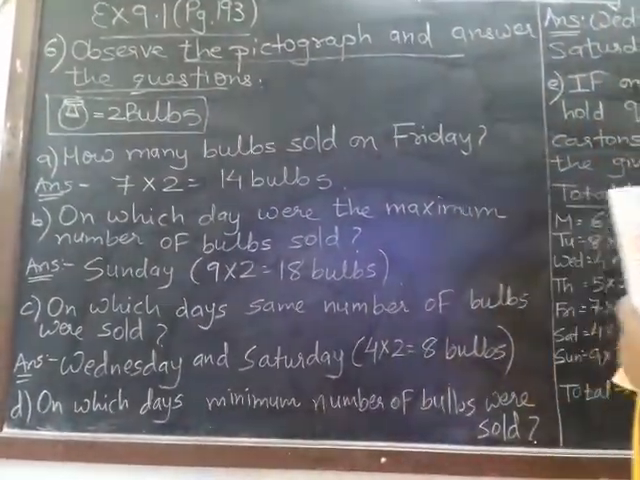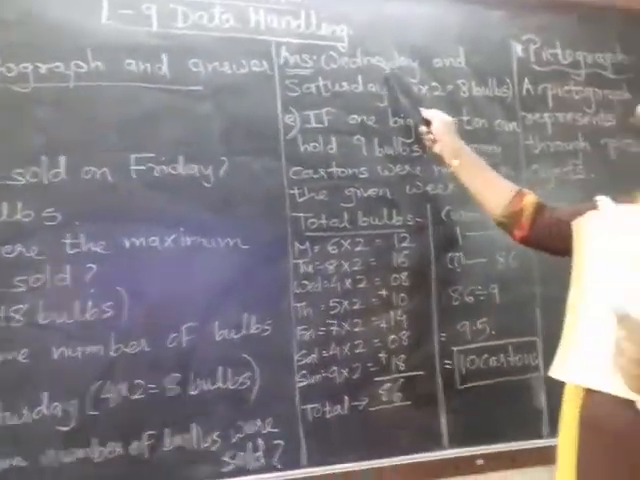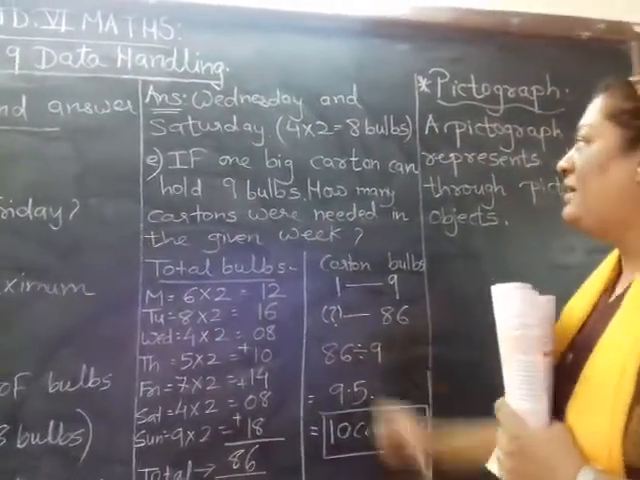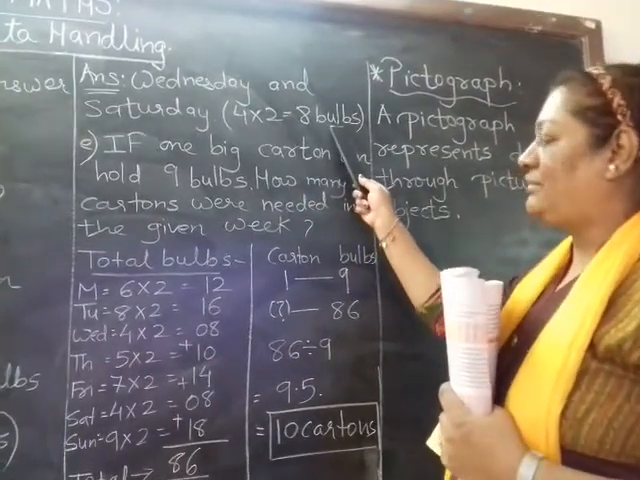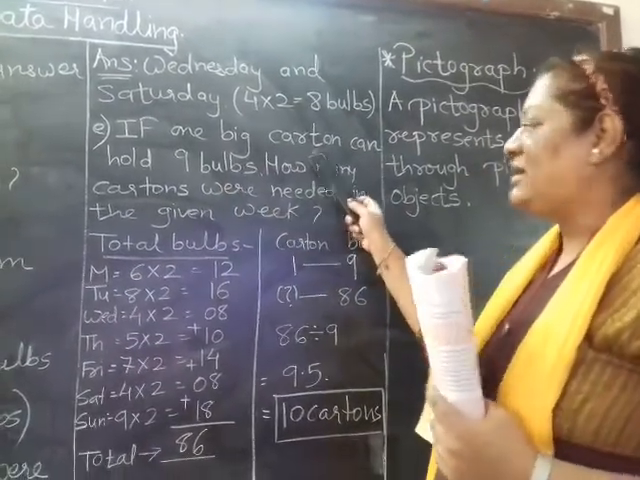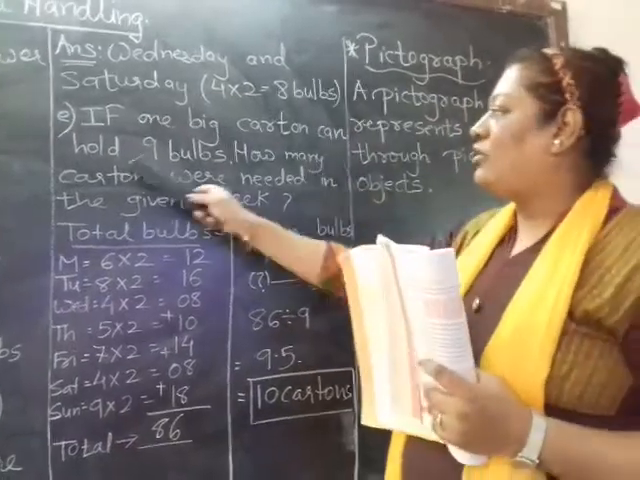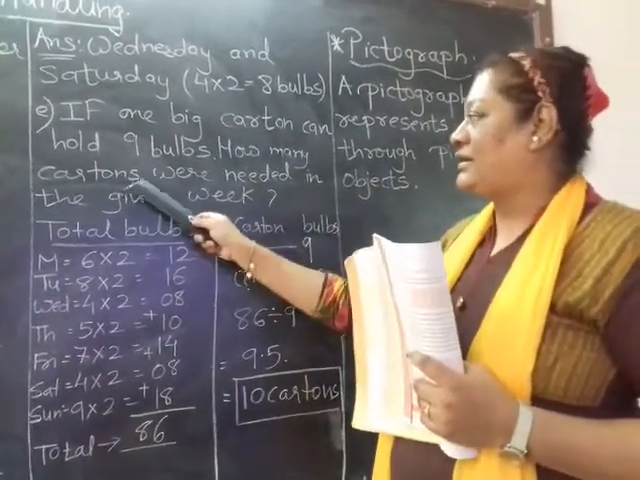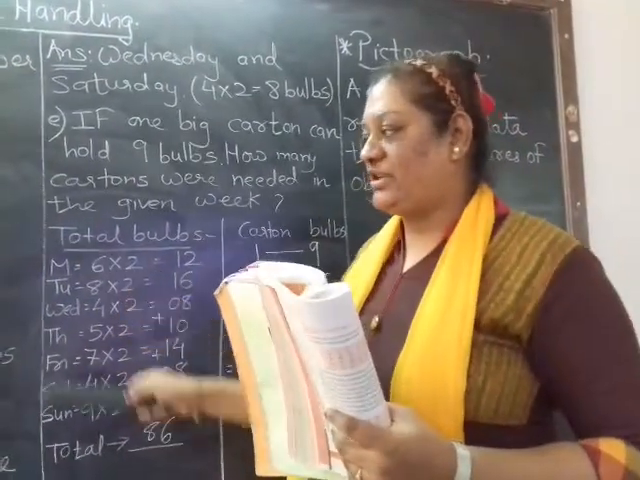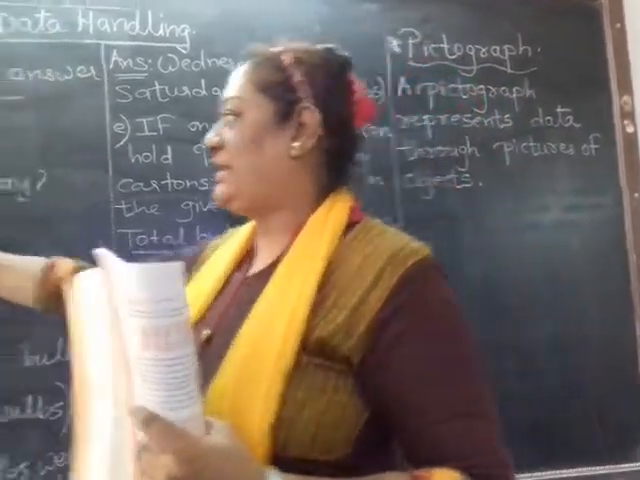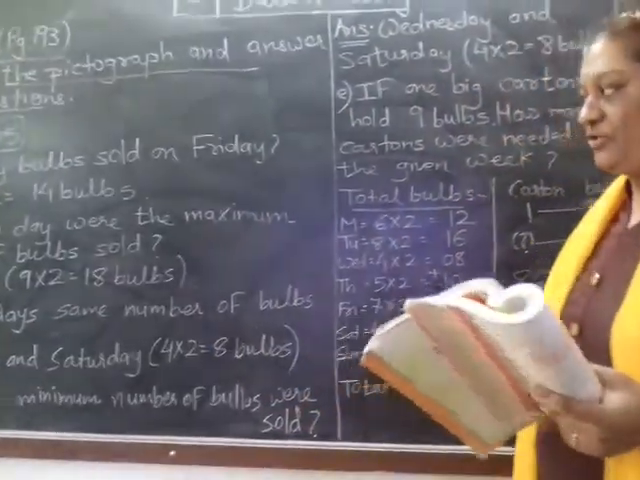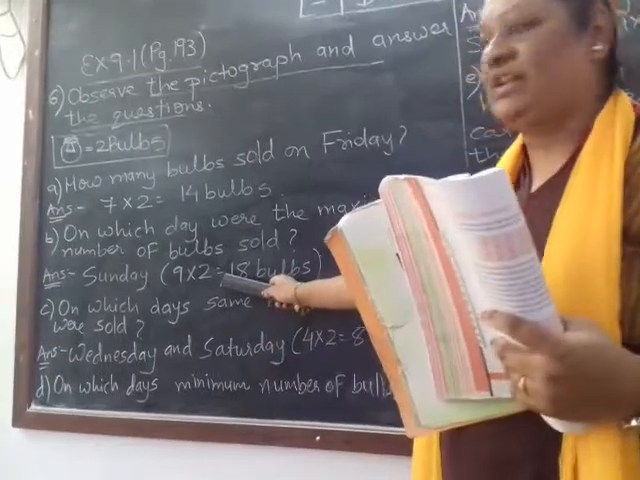On which days was the minimum number of bulbs sold? Again Wednesday and Saturday, because they both have the same pictures, 4 pictures of bulbs into 2 is equal to 8 bulbs. Now here you need to understand somewhat, it's easy. If one big carton, meaning a box, can hold 9 bulbs, how many cartons were needed in the given week? Now children, wherever the picture is given, the picture symbolizes that one picture of a bulb is equal to 2 bulbs. So the picture drawn, you can see I had multiplied by 2 in each and every answer.